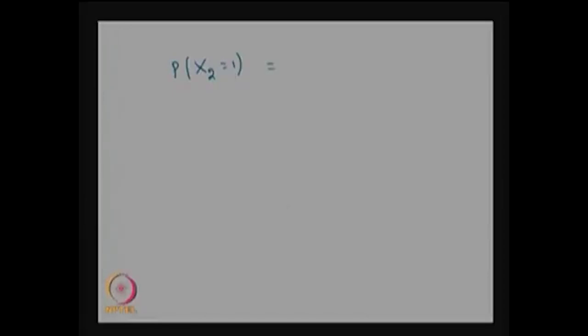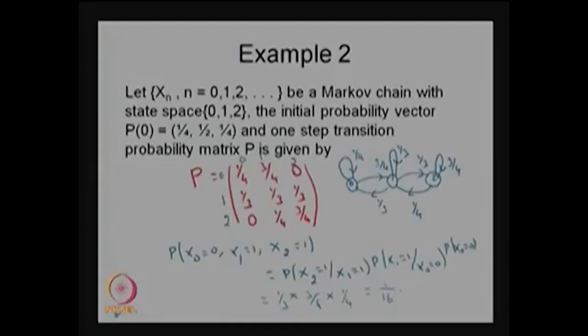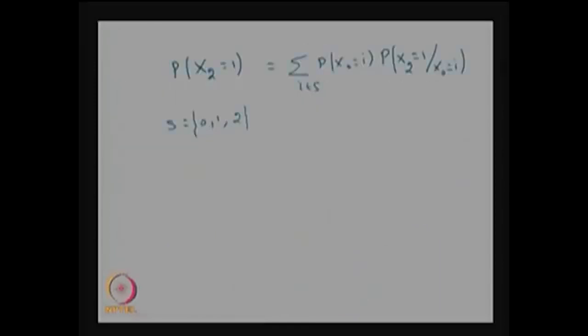That is nothing but: what are all the possible states I in which the system could have started, and what is the two step transition probability of the system moving from the state I to 1. Here I belongs to S, where S is 0, 1, 2. We are already given the initial probability vector. Using this, you need the two step transition probability, that means you need to find P squared. The P squared will give the two step transition probability matrix.